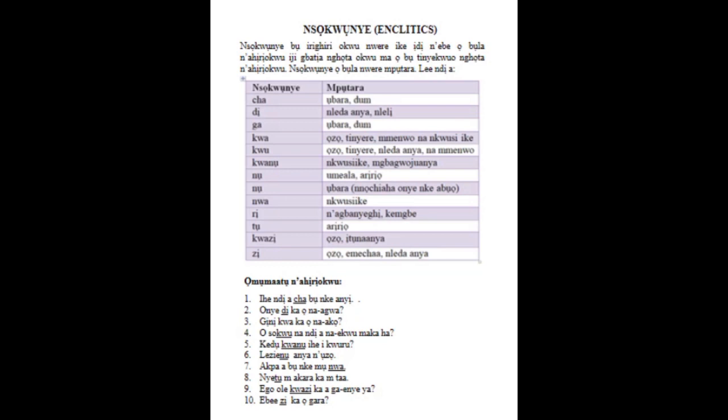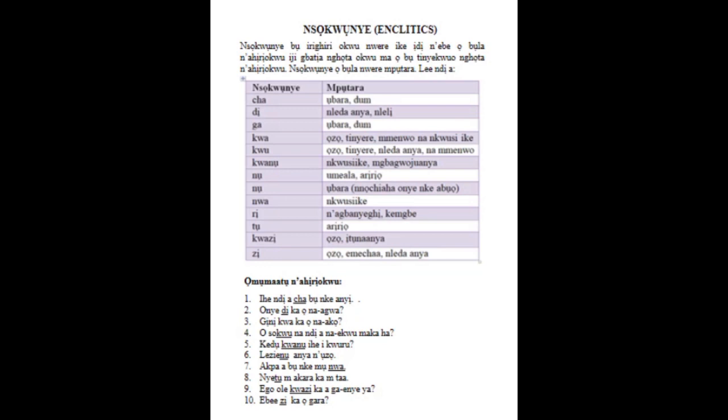Look at ọmụmaatụ n'ahịrịokwu, their examples in sentences. Number 1. Ihe ndị acha bụ nke anyị. All these are ours. Number 2. Onye dị ka ọ na-agwa. Who is he even talking to? Gịnịkwa ka ọ na-akọ? What is he saying again? Osokwu na ndị a na-ekwu maka ha. Is he also among those that they are talking about? Kedụkwa n'ihe i kwuru? What did you say? Or what are you now saying?